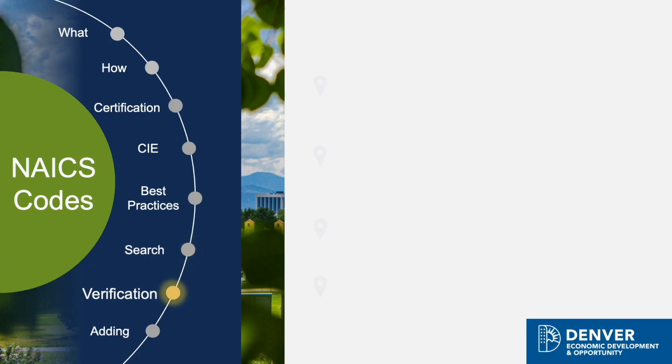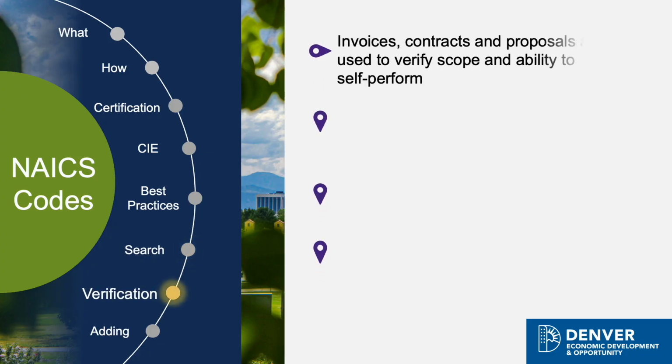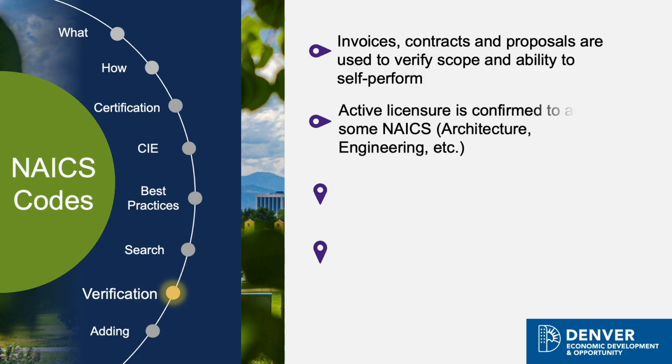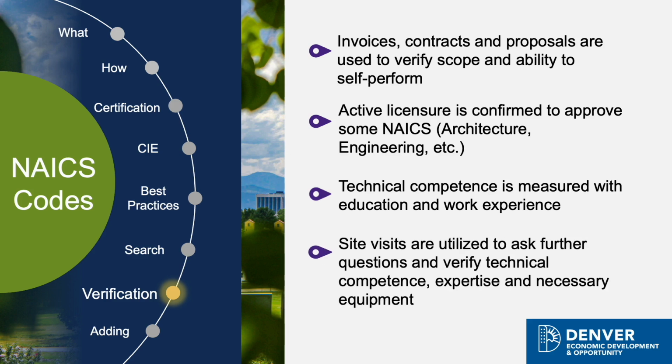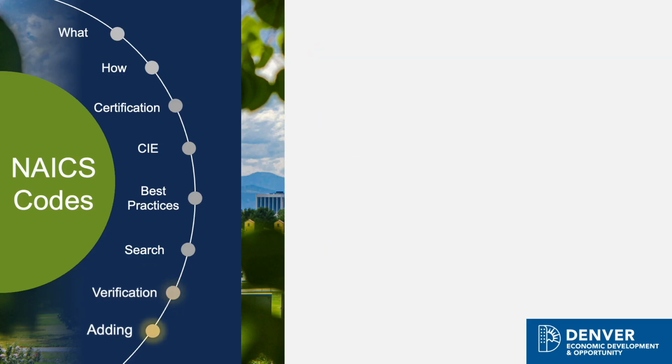Once you've submitted your application, a certification analyst will carefully review your selected NAICS codes alongside your supporting documents such as licenses, invoices, and contracts to confirm the codes accurately reflect your scope of work. They'll also verify that the disadvantaged owner possesses the technical expertise, experience, or education needed to control that type of work. Your selected NAICS codes will be discussed during the application site visit to ensure accuracy.